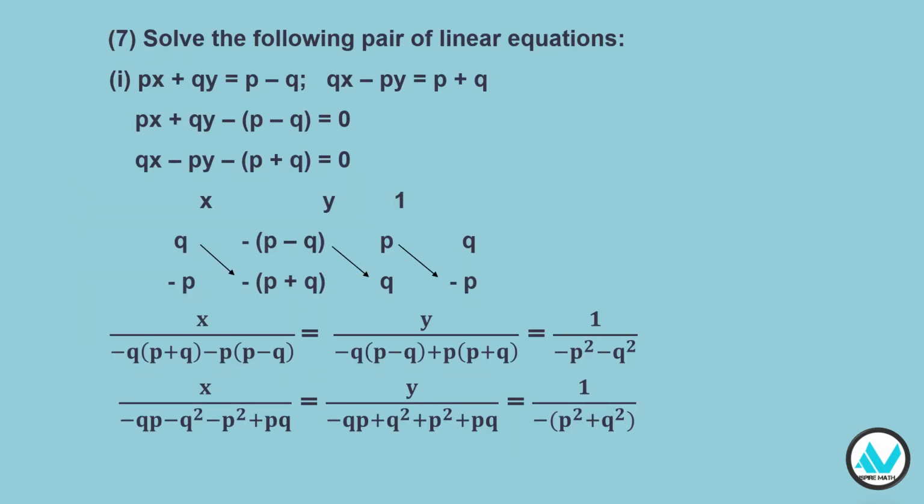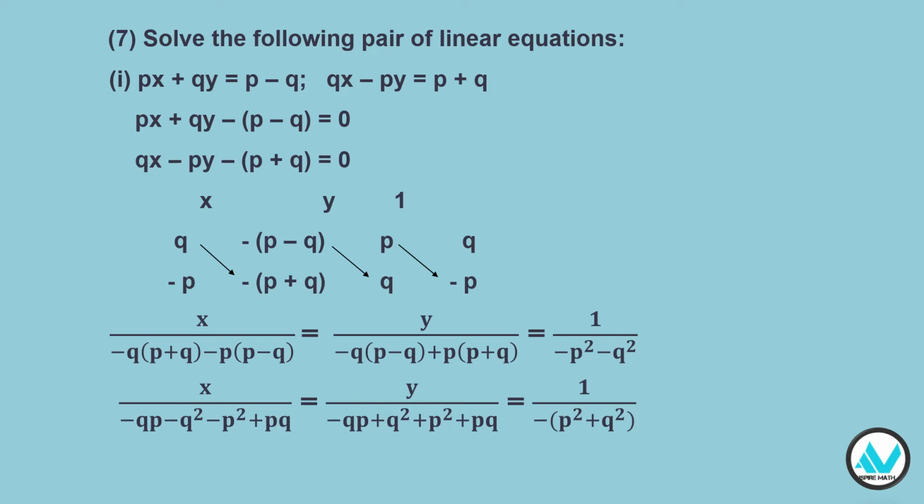Now let us solve the following pair of linear equations. First one, px plus qy equal to p minus q and qx minus py equal to p plus q. So let me take the p minus q inside. So I get px plus qy minus (p minus q) equal to 0. Qx minus py minus (p plus q) equal to 0. Now whenever we come across problems of this type, it's always better to go with the cross multiplication method.